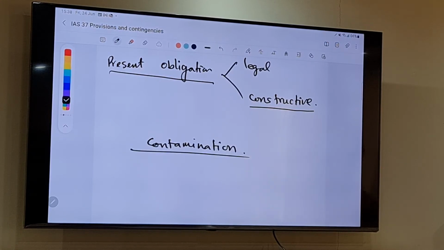You all know the meaning of this word, contamination? Contamination is mixing. Contamination is like damaging. Contamination is like pollution. Creating pollution is one way of contaminating the environment.